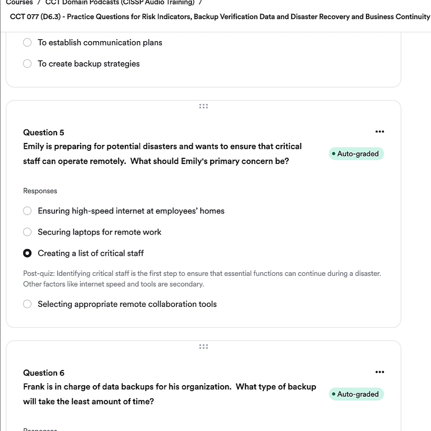But when it comes right down to it, the most important thing they can do, the primary concern that Emily should have, is creating a list of critical staff. Again, the critical staff is the first step in ensuring that the essential functions continue during a disaster. The other factors are secondary.